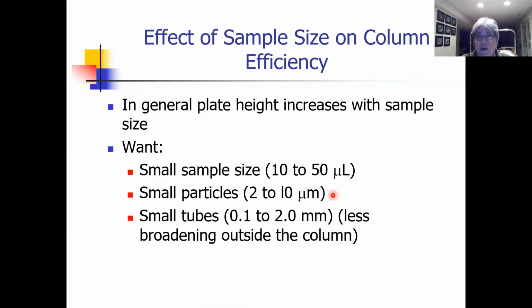We already know that we want small particles on that stationary phase. And we also want the tubes that are carrying things to the column and to the detector to be small, so that we don't get a lot of broadening outside of the column. So everything we want is small, small, small.